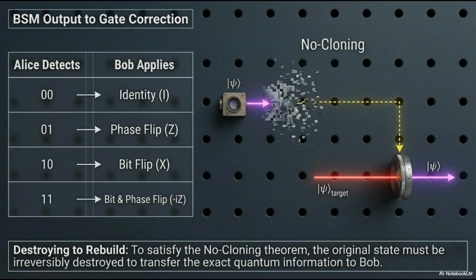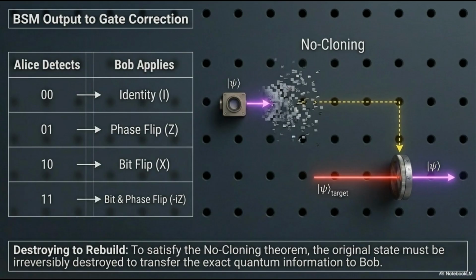This slide details the correction logic that Bob must apply to his photon after receiving Alice's Bell state measurement result, and connects the protocol directly to the quantum no-cloning theorem. The correction lookup table has 4 rows corresponding to Alice's 4 possible measurement outcomes. If Alice detects the result 0 0, Bob applies the identity gate, meaning his photon already carries the correct state and no action is needed.